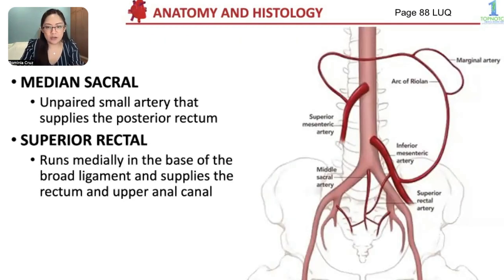So lastly, also found in your pelvis would be two other arteries, which is your median sacral artery, which is an unpaired small artery that arises at the bifurcation of your aorta. It then descends at the anterior part of the sacrum and ends at the coccygeal body to supply the posterior portion of your rectum. And the other artery also found in your pelvic cavity would be the superior rectal artery, which would run medially at the base of the broad ligament, and then it would also supply the rectum and the upper anal canal.